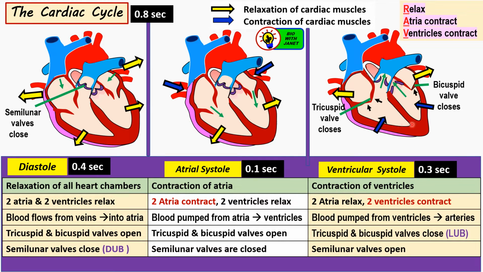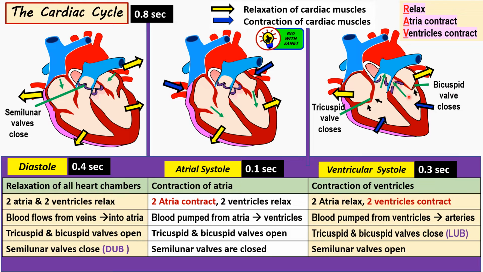Yellow arrows here show relaxation of the heart chambers. So when the two ventricles contract, the blood will be pumped from the ventricles into the arteries, into the pulmonary artery and the aorta. But some blood may tend to flow back into the atria. This is when the tricuspid valve and bicuspid valve close.